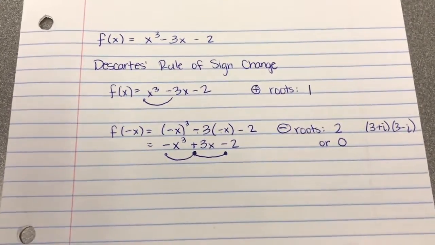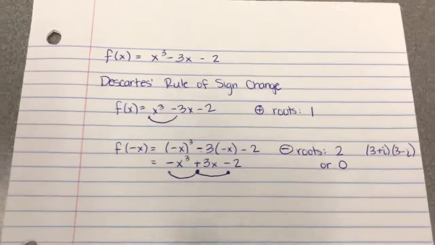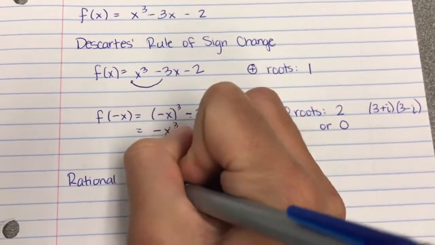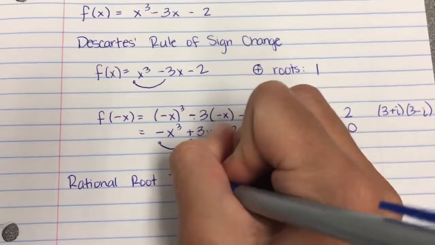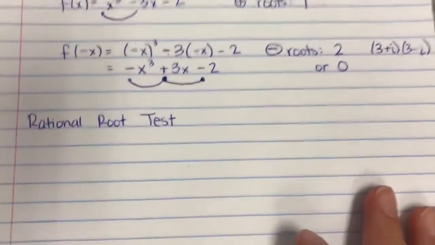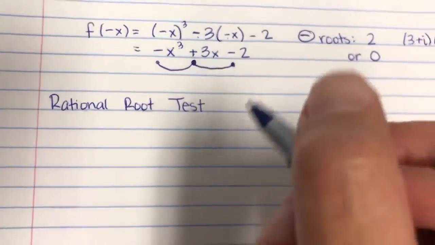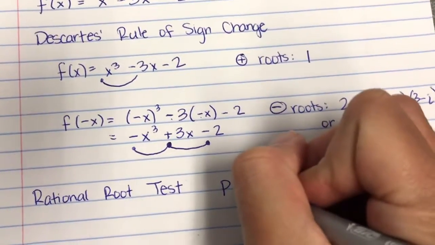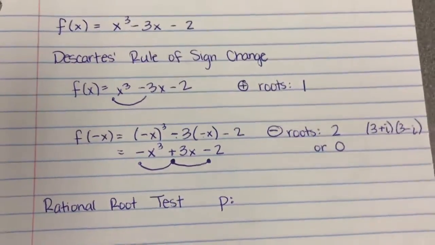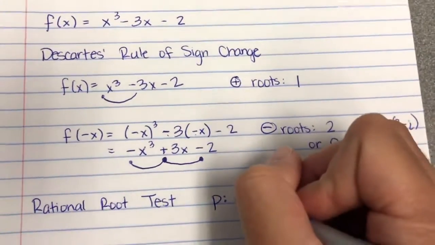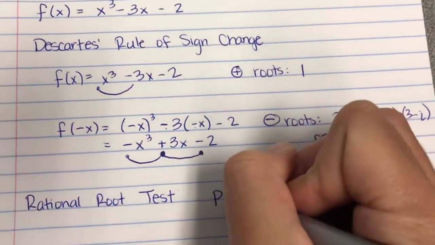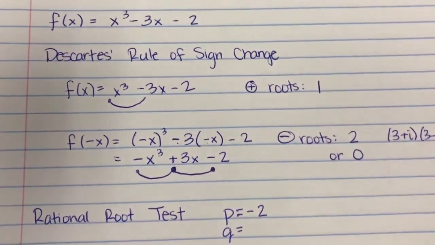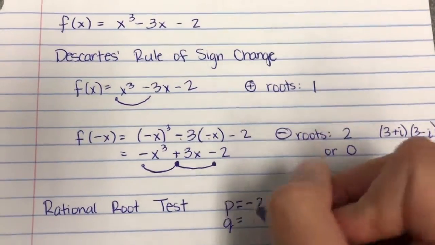Okay, so now that we've got Descartes' rule of sign change information, I'm going to move on to our rational root test. So my rational root test says this. I'm going to label p and q up here on my function. P in this case always refers to our coefficients. P is our last term, and in this situation, it is a -2. Q is the first term's coefficient, and that is a +1.